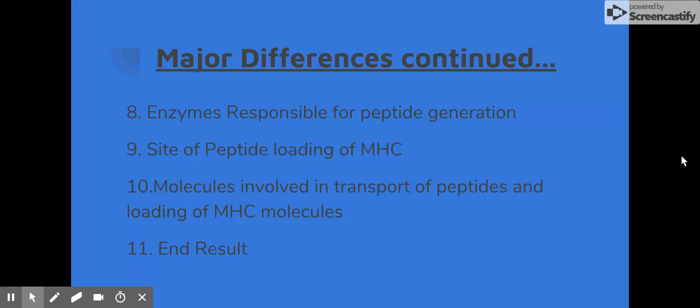So these are the 11 major differences that I found. We talked about how they were alike and went over a brief overview.